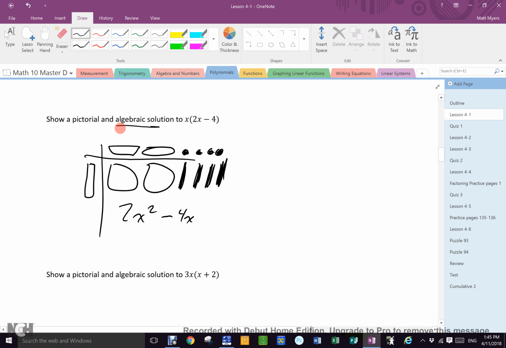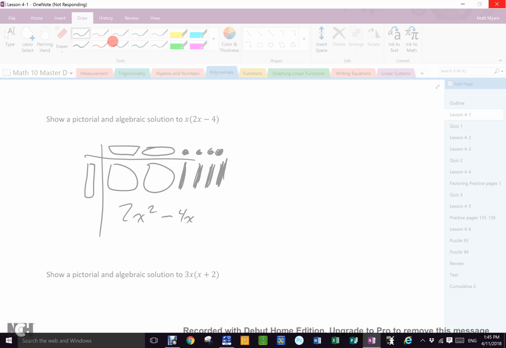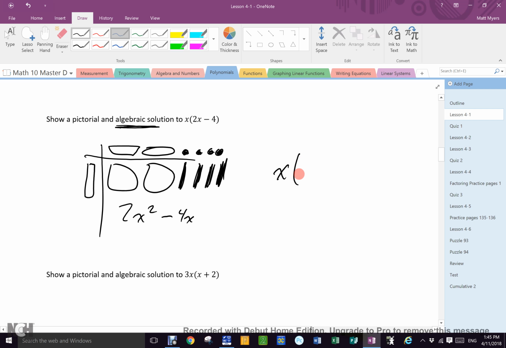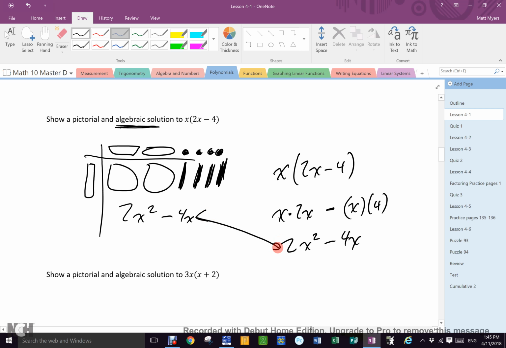Now, I also want the algebraic solution. Because we're taking notes, we're actually going to write it out. In reality, you wouldn't do what I'm about to do. X, 2x minus 4. What's that really? X times 2x minus x times 4. X times 2x: 2 times 1 is 2, x times x is x squared, minus 4 times x, minus 4x. And you can see we have the same answer. Yeah?